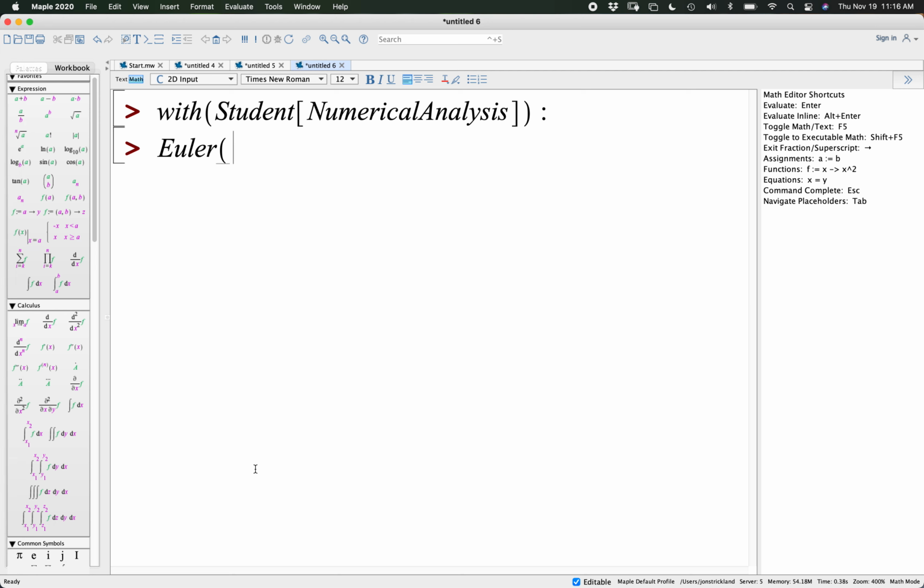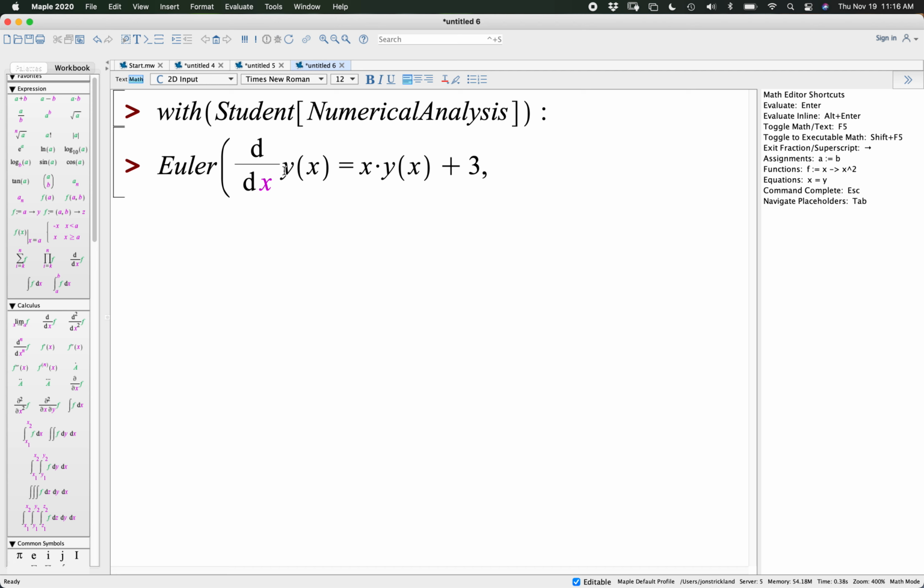Okay, so we have numerical analysis, and we have Euler. We have dy/dx, the derivative of y with respect to x, is equal to x times y of x plus 3.